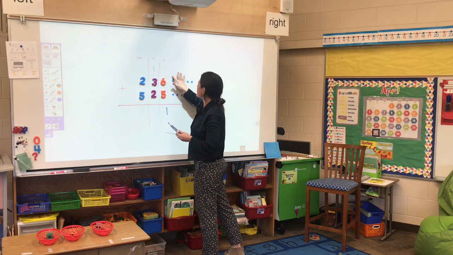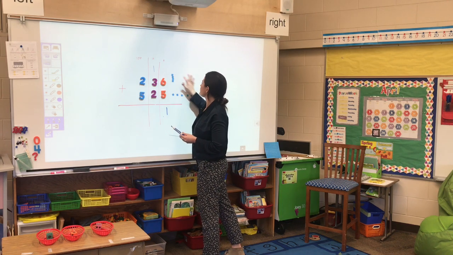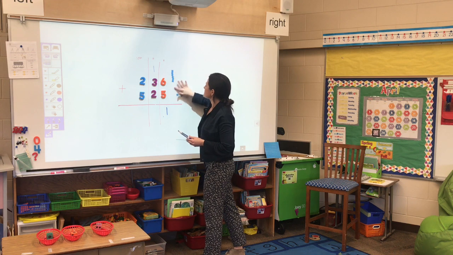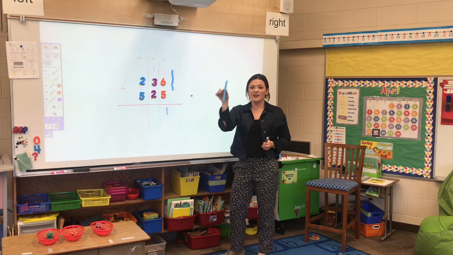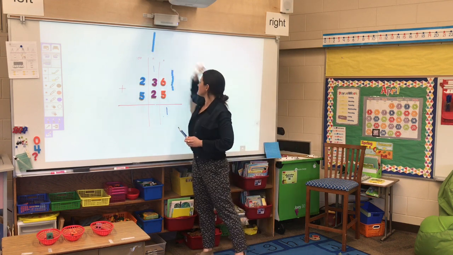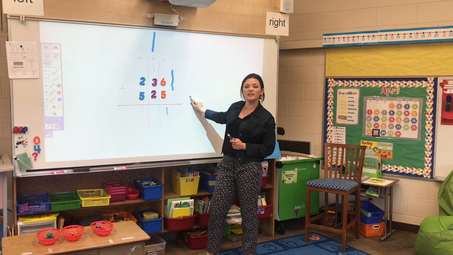Because if I'm going to take these guys, 1, 2, 3, 4, 5, 6, 7, 8, 9, and 10 is going to make a group of 10. And that group of 10 is moving to the tens place, and I only have 1 left over.